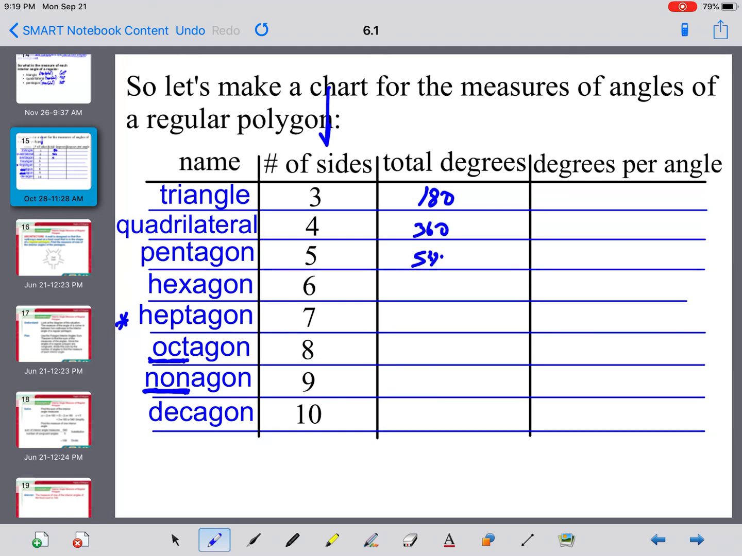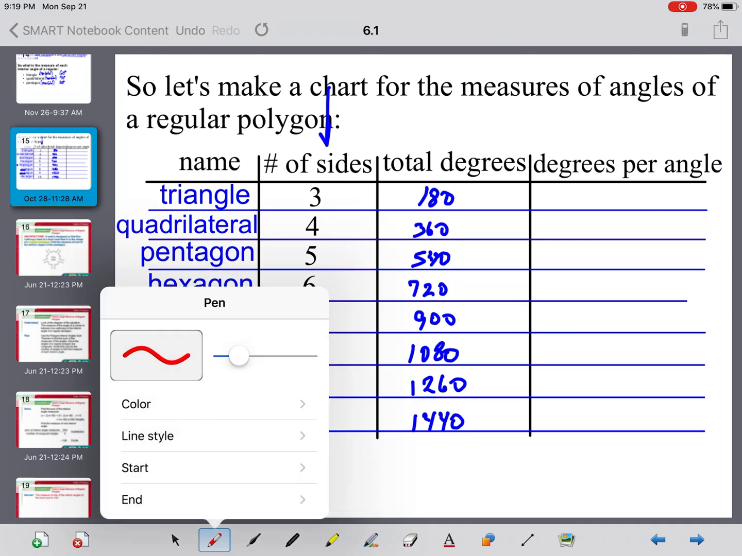But as we've already noted, the triangle has 180 degrees. Quadrilateral has 360 degrees. Pentagon has 540 degrees. Because what are we doing every time? Adding 180. So we just keep going. We add 180, add 180, add 180, add 180, add 180. You just take a calculator or do it in your head, paper, pencil, keep adding 180.